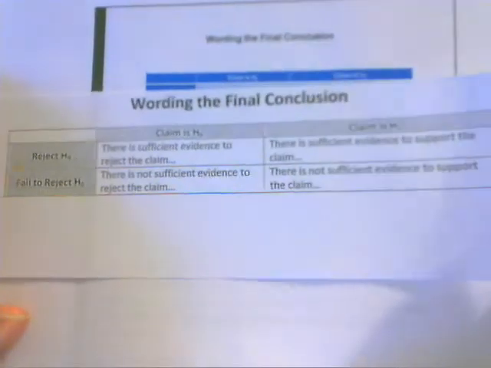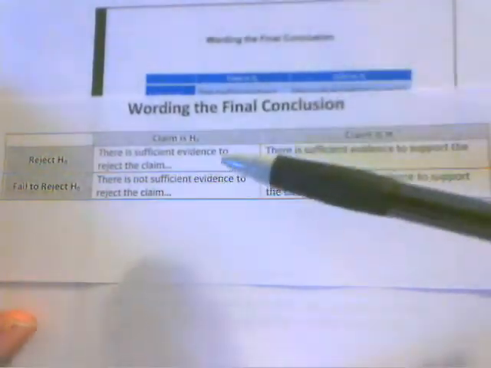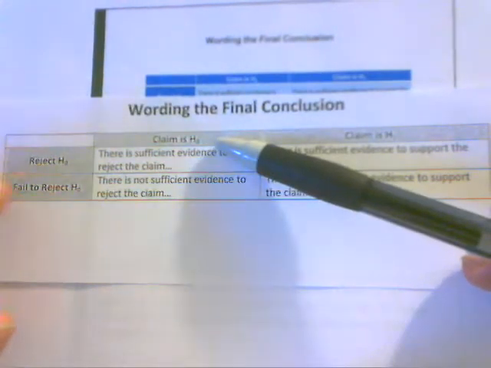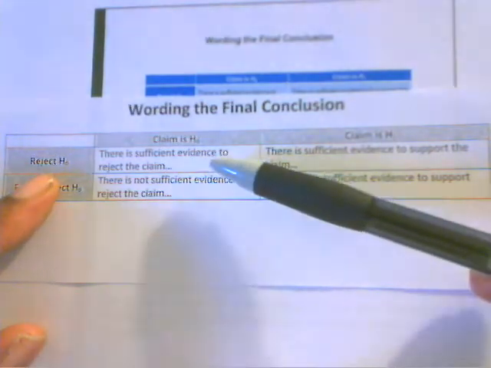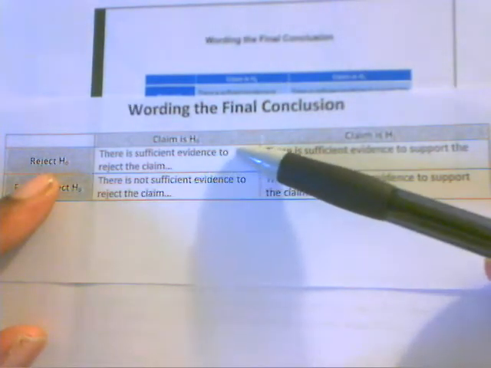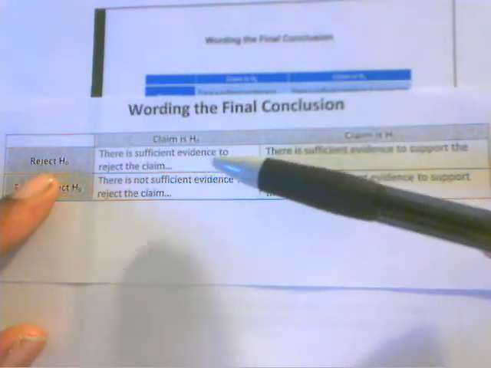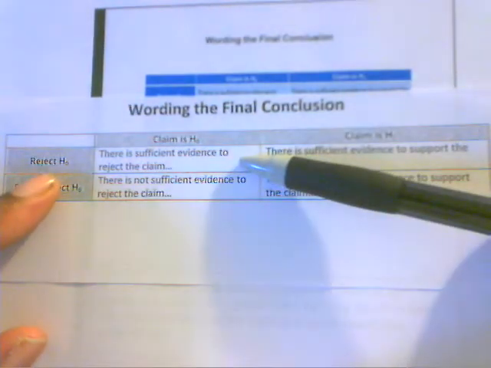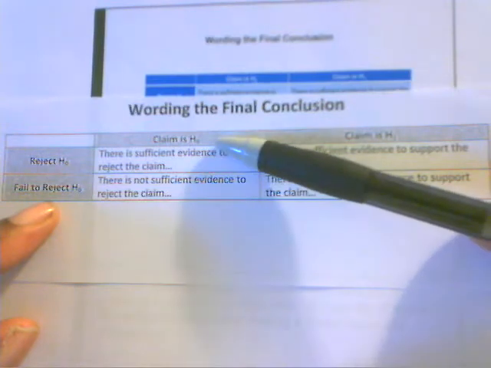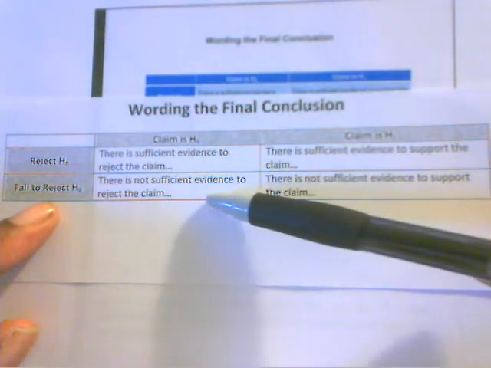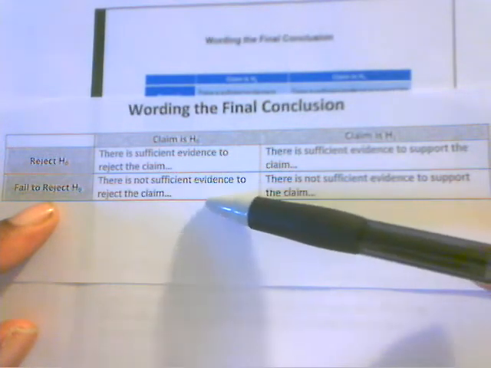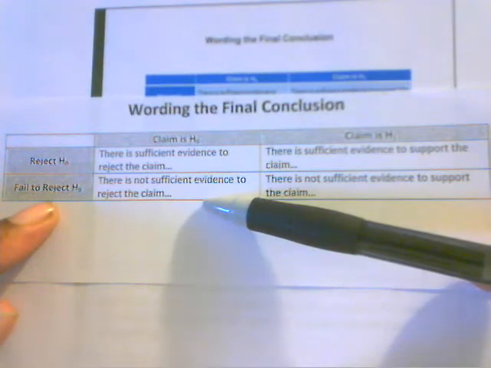And also, this is the slide that deals with the wording of the final conclusion. Here's a better view of that. Now, let's say your claim was the null hypothesis, and you do reject the null hypothesis. Then you'll write your conclusion as this: there is sufficient evidence to reject the claim that such and so and so. Now, if the claim is your null hypothesis, but you fail to reject the null hypothesis, then you'll say that there is not sufficient evidence to reject the claim. And then finish out the sentence.